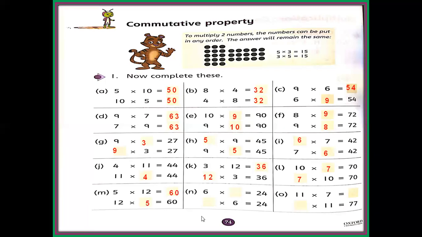6 sixes, read the table of 6. 6 ones are 6, 6 twos are 12, 6 threes are 18, 6 fours are 24. So write 4 here, 6 fours are 24, and here 4 sixes are 24. 11 sevens are 77, because this one is given, and here 7 elevens are 77. So this is very easy, but here is the practice of the commutative property.